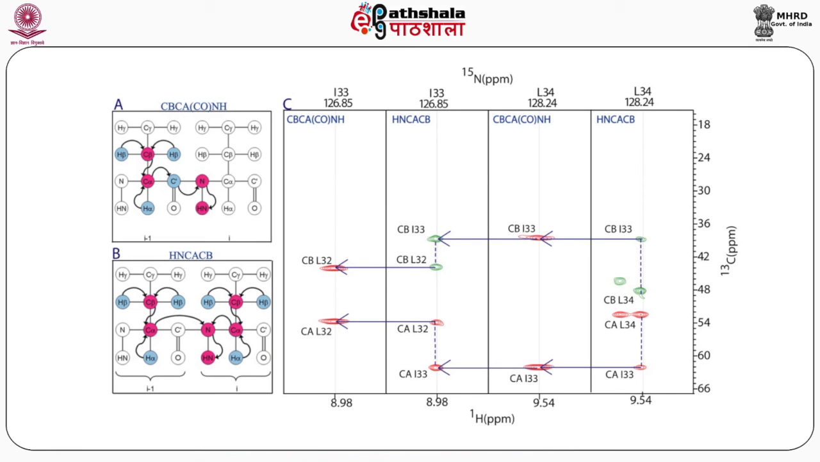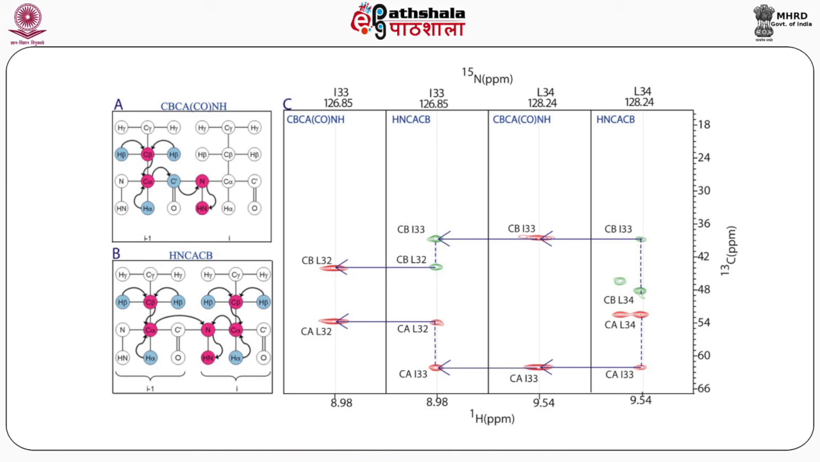Now you can see the correlations in the figure labeled L34 at N15 chemical shift of 128.24 and proton chemical shift of 9.54. There are 2 carbon peaks labeled red and 2 shown in green. The stronger red peak gives you the C alpha of L34 and the weaker is the preceding C alpha of I33. This is what we also see in the HNCA experiment. The new information in the HNCA-CB experiment is the CB of L34, which comes around 48, and CB of I33, which comes around 37 ppm.